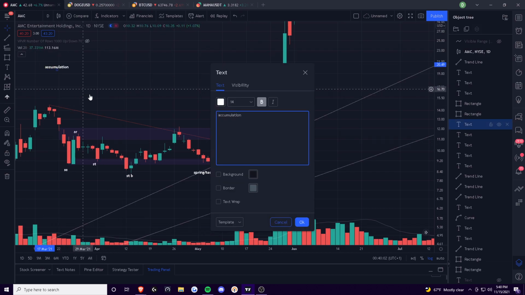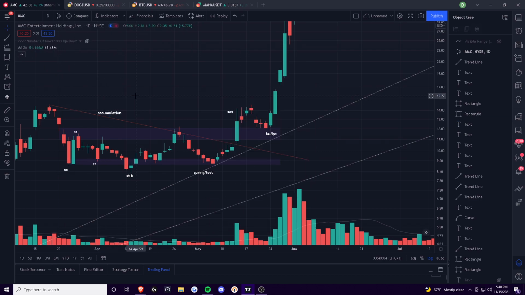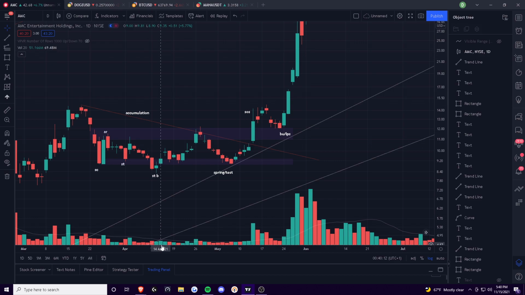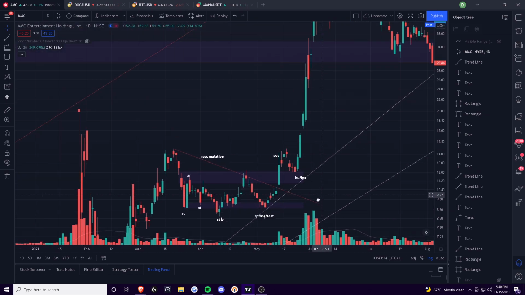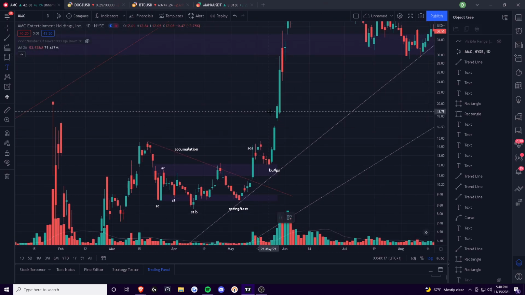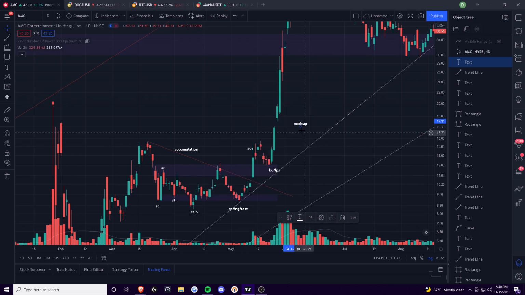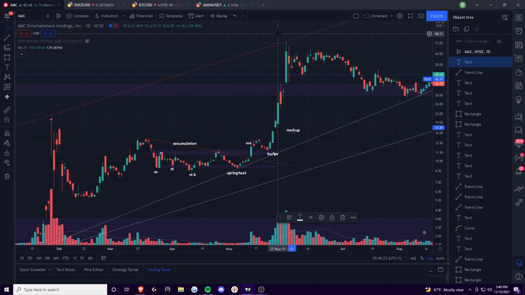And I'm just running this down so that we can bring it back to where we are and tie it into Wyckoff theory as well as cycle theory, because I think it's important to combine the two. And then eventually we had our markup phase. So this would be your markup. And we ran up in June to $72.